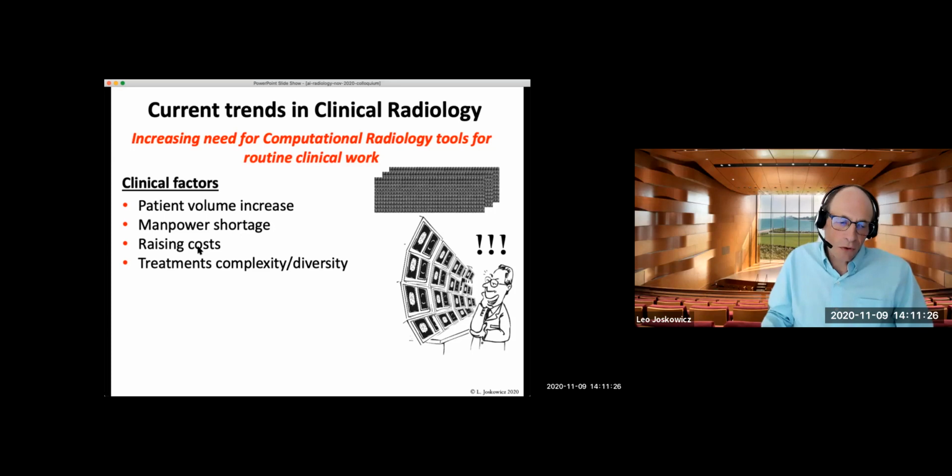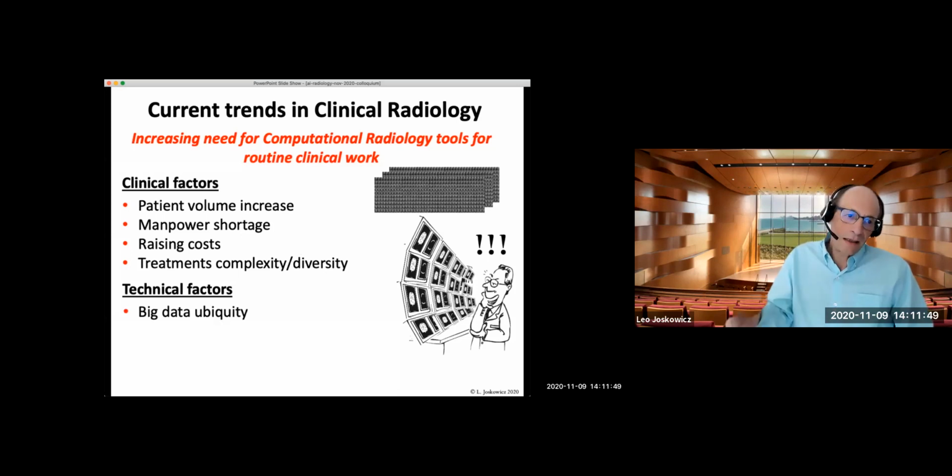And this has to do, of course, with the complexity and diversity of the treatments, which fortunately are developing and really increasing at a very fast pace. So all this is creating a tremendous pressure on the health system and on radiologists in particular to have some help in interpreting the images that have been acquired.